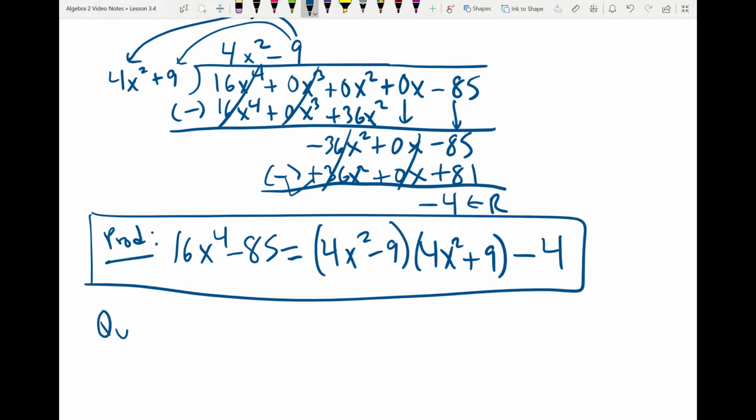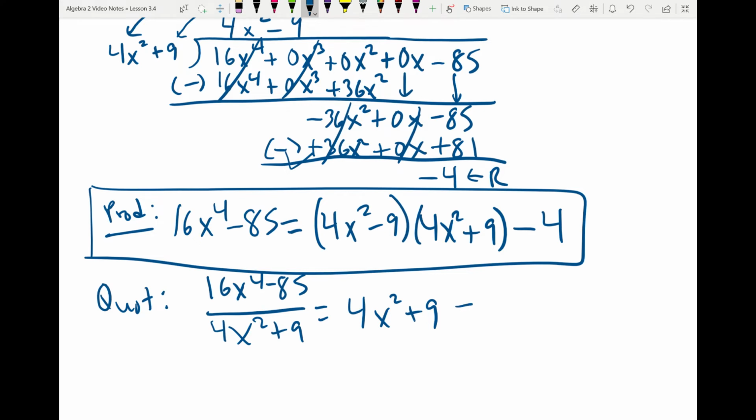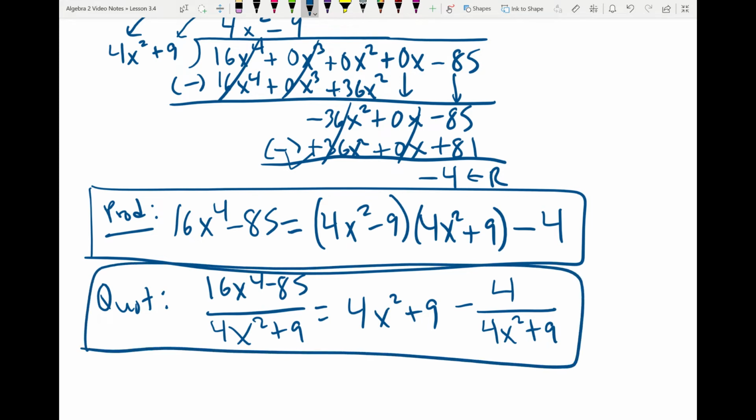Now let's do the quotient form. So we have our division problem. So that divided by 4x squared plus 9 is equal to, well, 4x squared plus 9, and then some change, right? So we put our remainder. So our remainder is minus 4 over our divisor. And that's our quotient form.